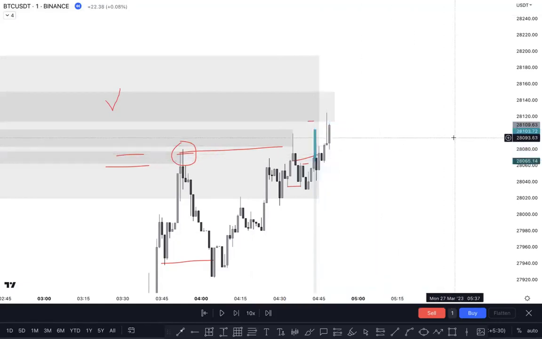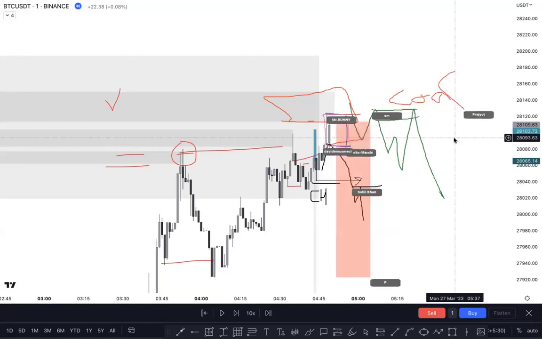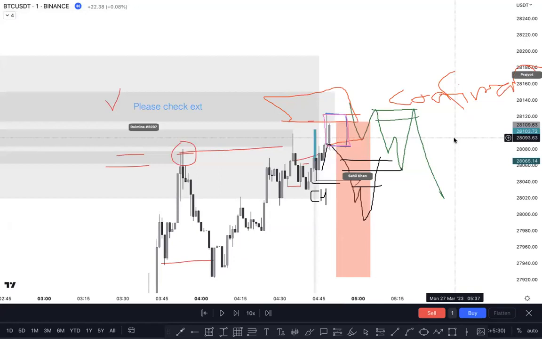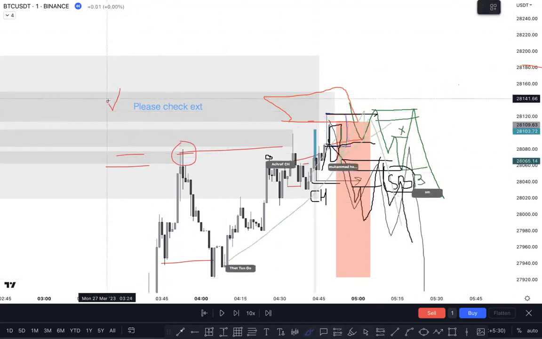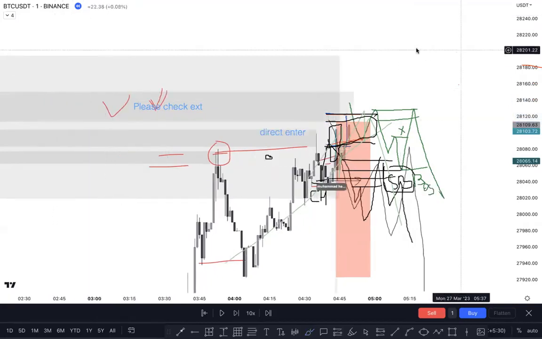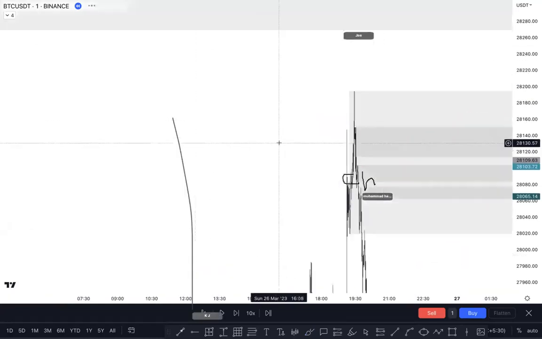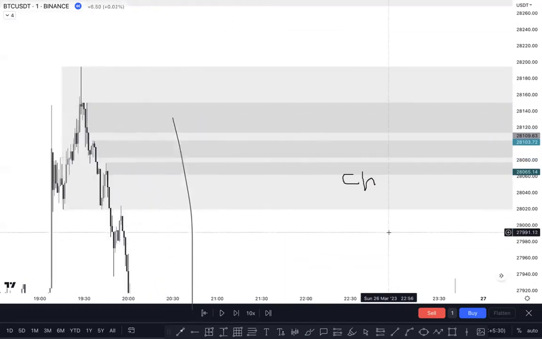So where is the next PY and where is the next entry here? Everyone, you should wait for another confirmation or you should take entry here. What are you looking for here? Confirmation, please check tag external. So this is an external. Okay, there are different. This one is an unmitigated shadow.